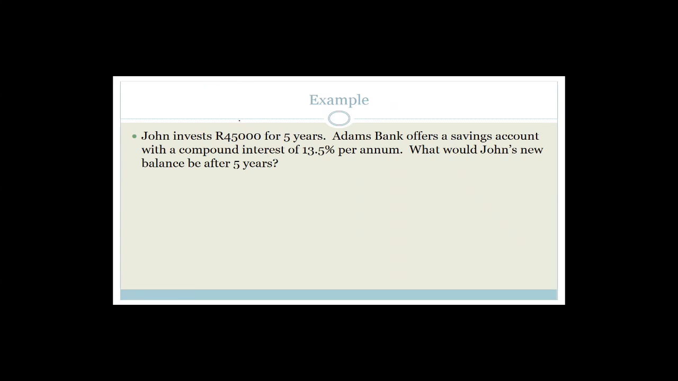So this time we've got John investing 45,000 for 5 years. So we've got A is equal to P(1 plus i) all to the power of n. Again, I stress it every time, write down your variables. P is 45,000. n is 5 years, and you check that this is compound interest per annum, so we don't have to mess with that at all. That's also years. Your i is going to be 13,500 over 100, which is 0.135.